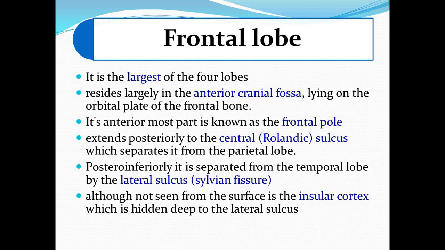We will talk about each of these lobes in detail, starting with the frontal lobe, which is the largest of the four lobes of the cerebral hemisphere. The frontal lobe resides largely in the anterior cranial fossa, lying on the orbital plate of the frontal bone. Its anterior-most part is called the frontal pole. It extends posteriorly to the central sulcus, which separates the frontal lobe from the parietal lobe. Posterior-inferiorly, it's separated from the temporal lobe by what? By the Sylvian fissure, or the lateral sulcus. The insular cortex lies deeper, hidden deep to the lateral sulcus.